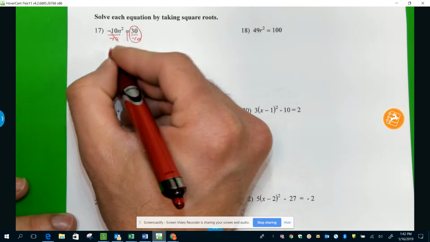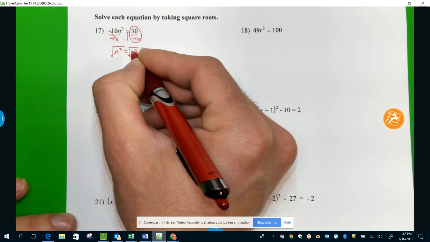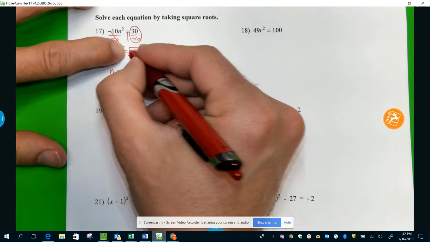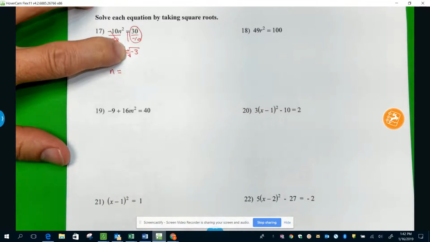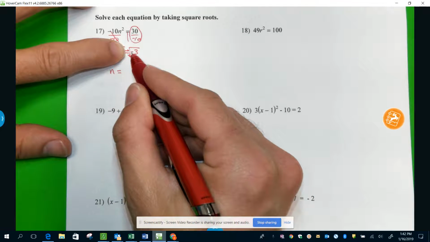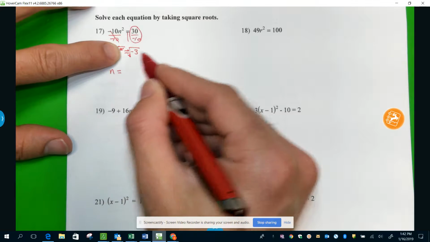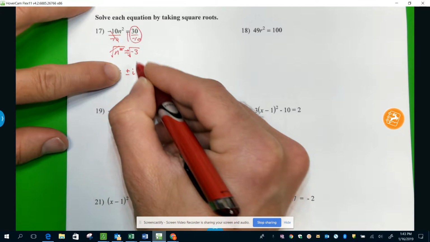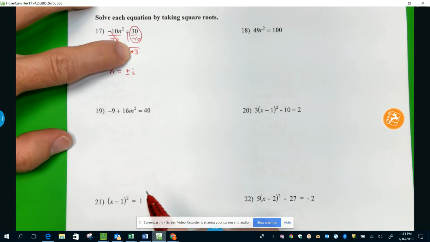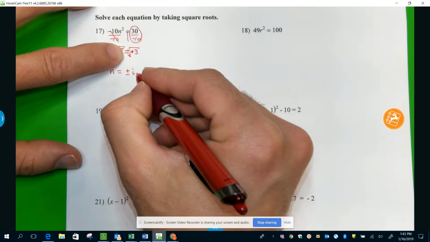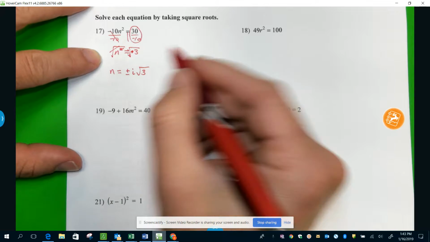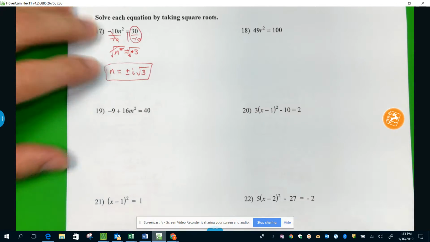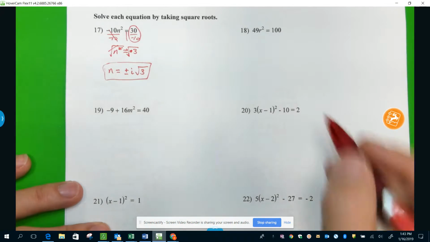Now, once the n squared is isolated, I can square root both sides. On the left, the square root cancels the square and leaves me with just the n. On the right, don't forget, you've got to put a plus or minus in front of your square root. The other rule, anytime there's a negative under a square root, you've got to take the negative out and put an i. So I've got a plus and a minus in front, you put an i in front, and now it's just a positive 3 under that square root, and 3 doesn't break down, so we leave it as the square root of 3. So n equals positive i square root of 3 and negative i square root of 3. Technically, we have two solutions there.